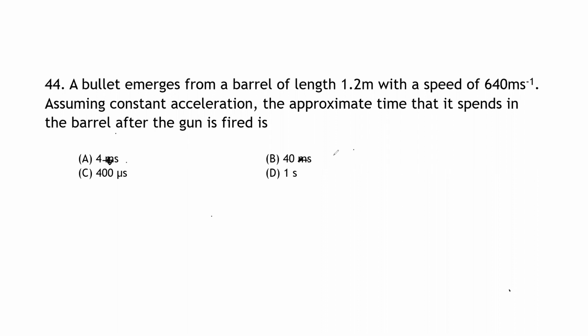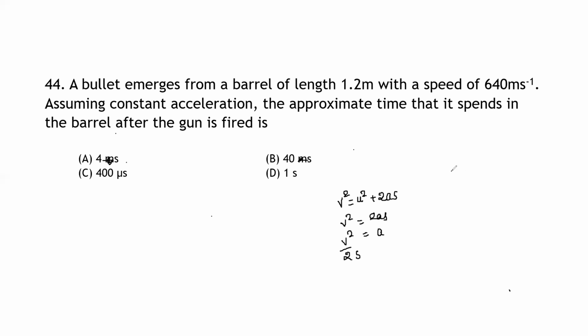A bullet emerges from a barrel of length 1.2 meter. You can consider that as the distance here, with a speed of 640 meter per second. That is the final velocity. Assuming constant acceleration, we can use the equation of motion v square is equal to u square plus 2as. Here u is 0, therefore 2as is equal to v square, so acceleration is equal to v square divided by 2 into s.